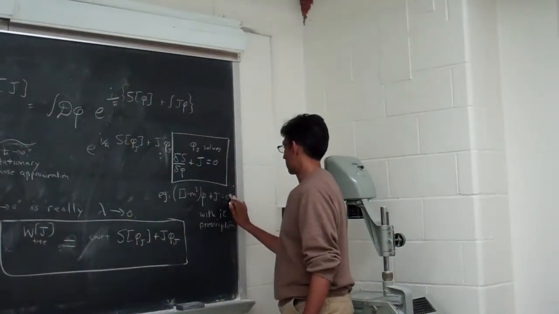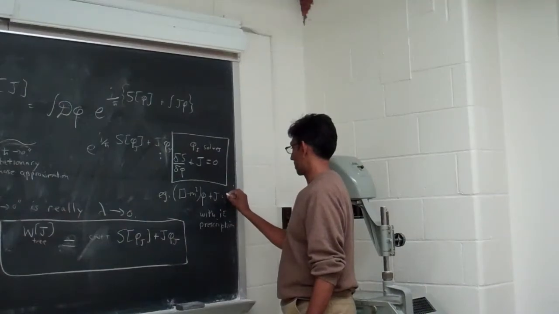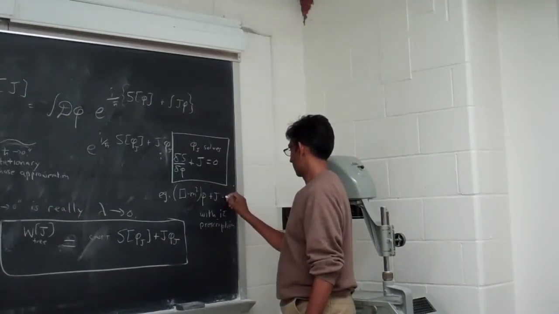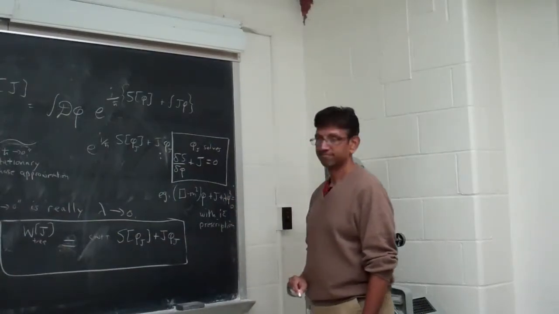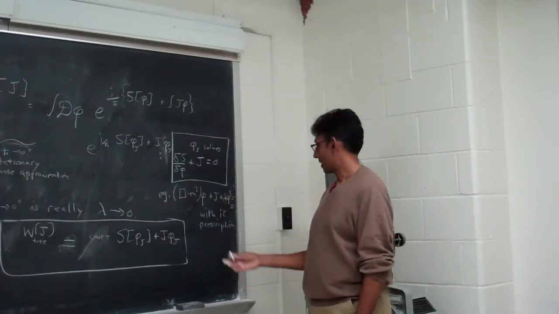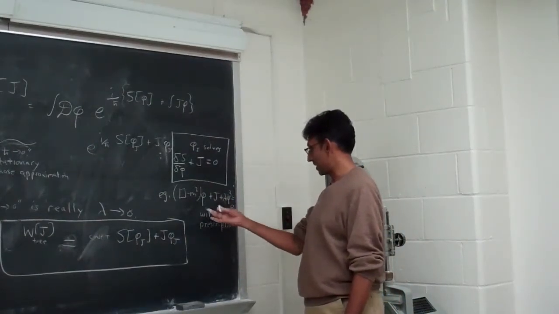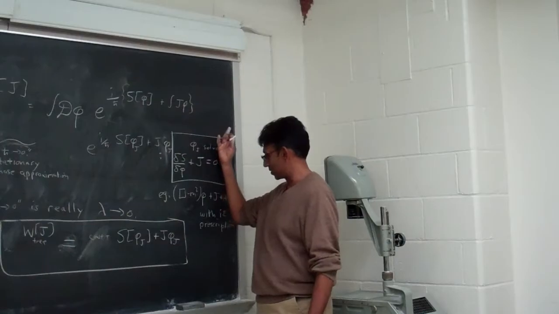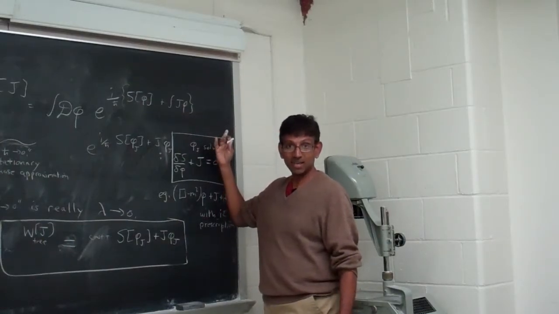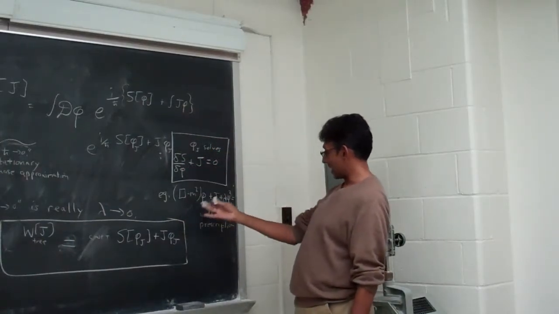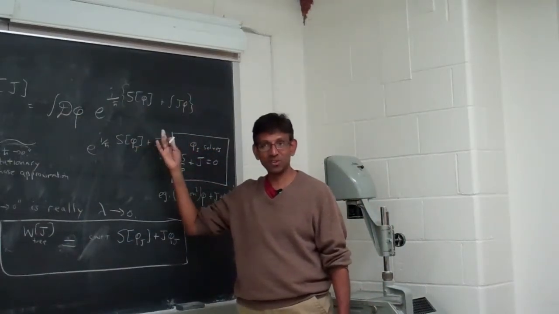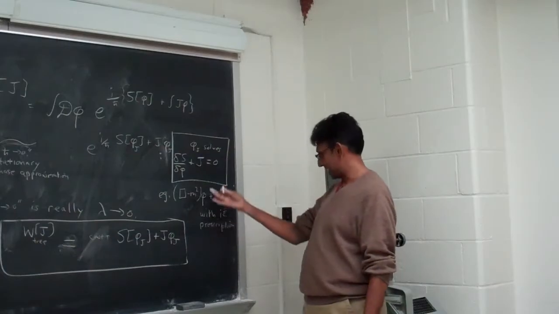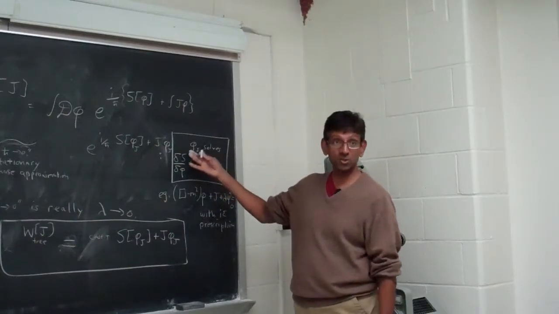If I had some interactions, I would have something that looked like plus lambda phi cubed. Okay. I can solve this in perturbation theory, but I need to know the zeroth order solution. That's the i epsilon prescription. So there is an i epsilon hidden in this statement that we've gone through, and it's hidden in how you decide to solve this.